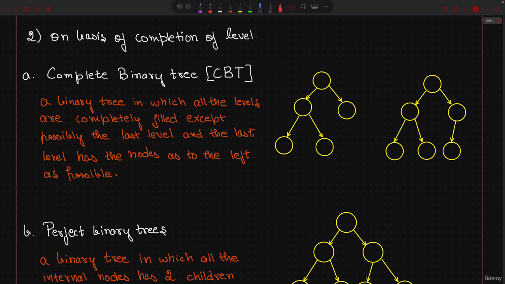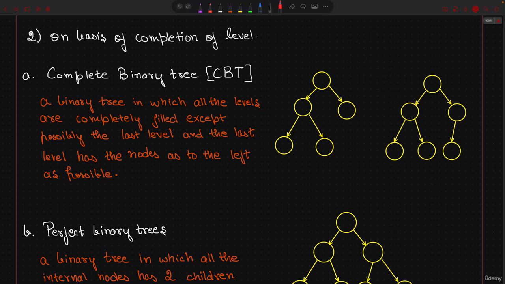For example, this is not the complete binary tree. The reason is that the nodes are not left. They are not on the left side as they should be. Let me just undo it. So a binary tree, which is something like this, let's say where you have made this particular nodes and now you are making this right one. It is not a complete binary tree.